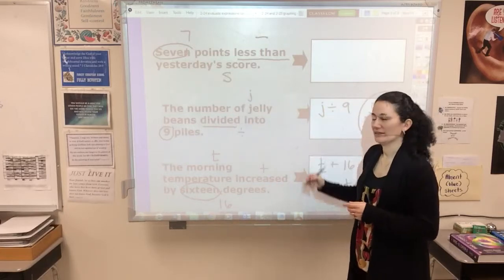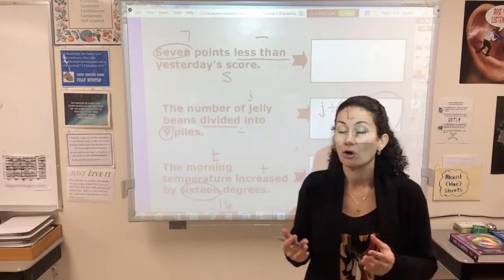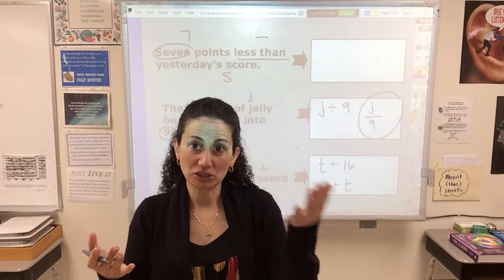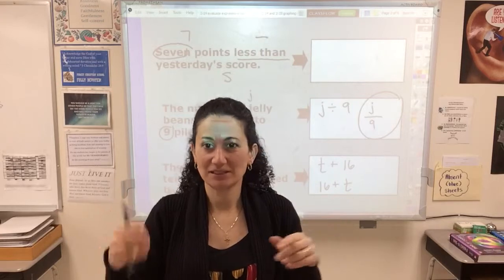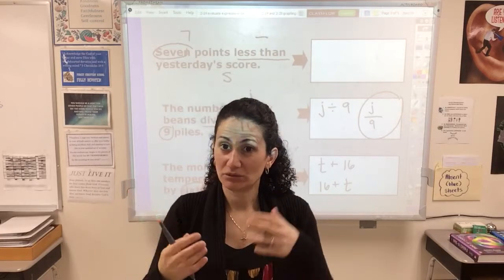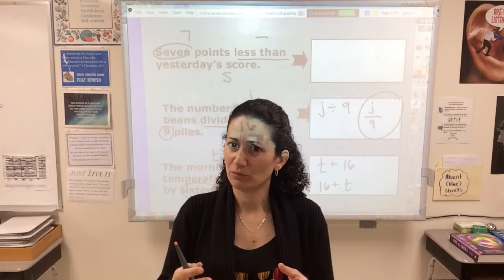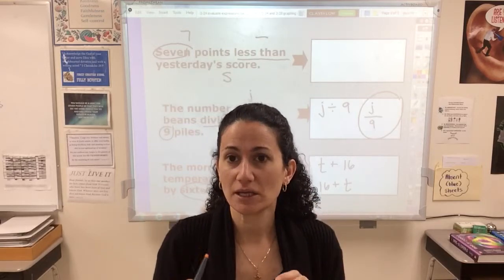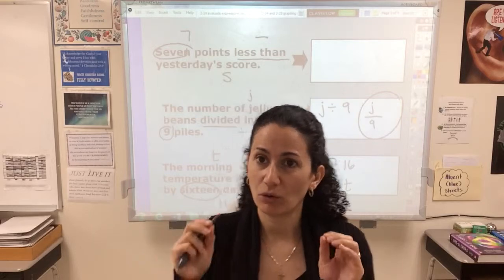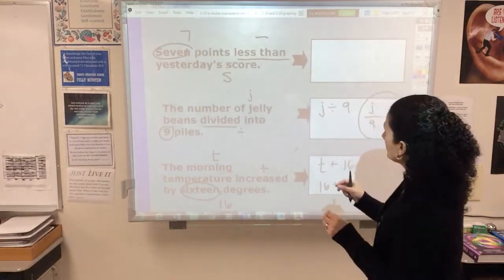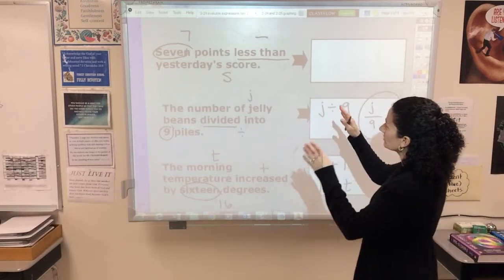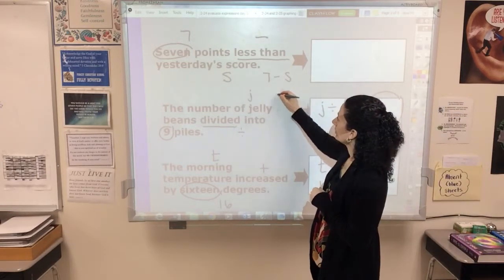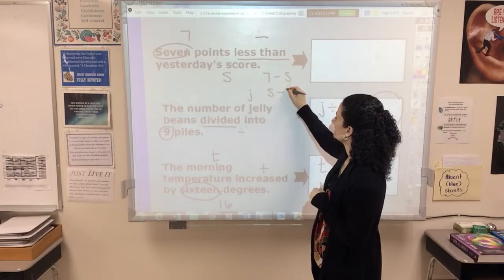And the tricky part here is with subtraction, order is important. As you know, 5 minus 3 is not the same thing as 3 minus 5. 5 minus 3 is 2. 3 minus 5 will give me negative 2. So I have to be careful when I'm using subtraction to put the numbers in the right order. When you see the words less than, okay, so we've got two choices here. Is it 7 minus S, or is this S minus 7?